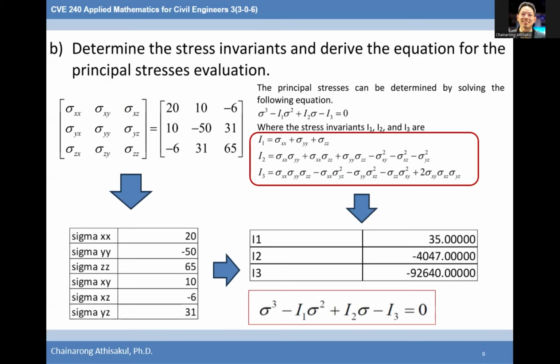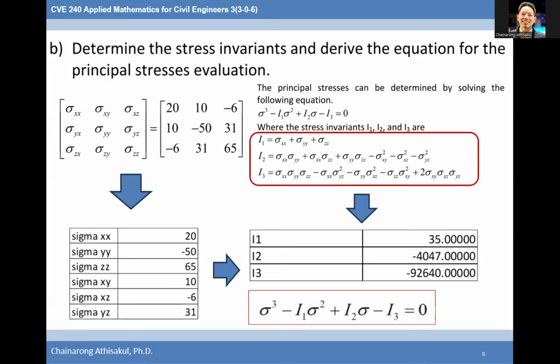Based on this formula, you can determine the stress invariants I1, I2, I3. Are you okay? Can you do it? You can use Excel or something. Are you ready?